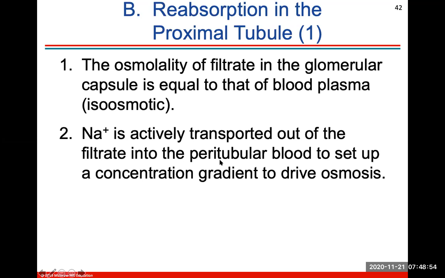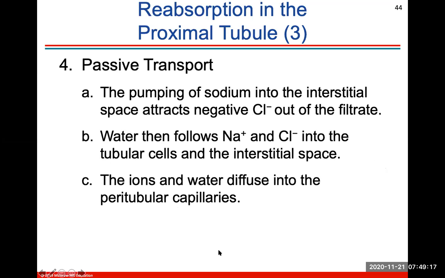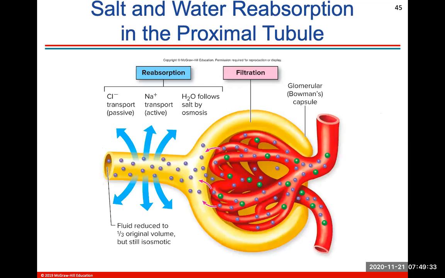Sodium will be actively transported out of the filtrate into the peritubular blood to set up a concentration gradient to drive osmosis, meaning once sodium is moved out, water is going to follow. Active transport also occurs to try to get sodium out of the filtrate. So you should know that a little bit, but that's all you need to know. Passive transport also occurs. Water will follow sodium and chloride into the tubular cells and into the interstitial space. But again, this is all talking about reabsorption, getting water, sodium and chloride back into the blood.